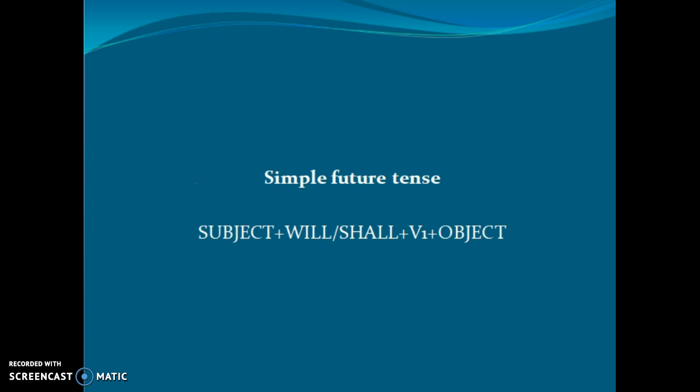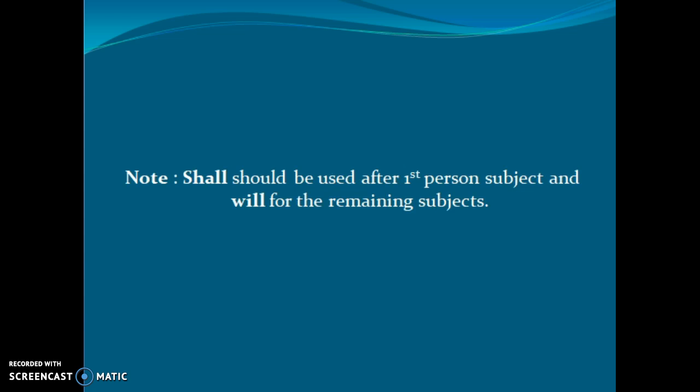The sentence structure for simple future tense is given here. At first, if we want to write the simple future tense, we have to write the subject at first, then will or shall based on the subject, then V1 form of the verb, and then object. Here I have given the note that shall should be used after first person subject and will for the remaining subjects. It means I shall, we shall, not she shall. Okay, she will, we have to put like that.